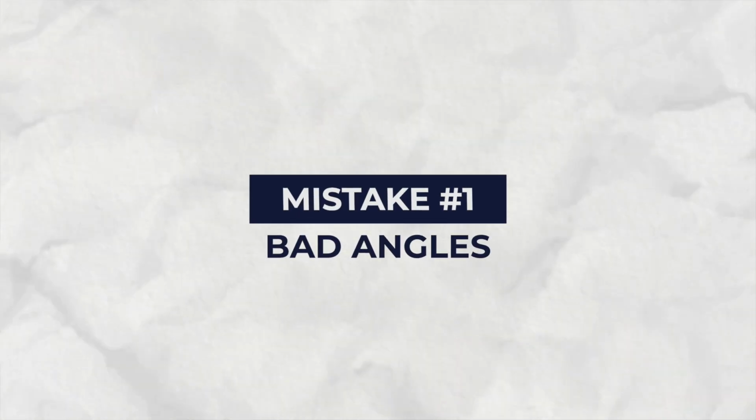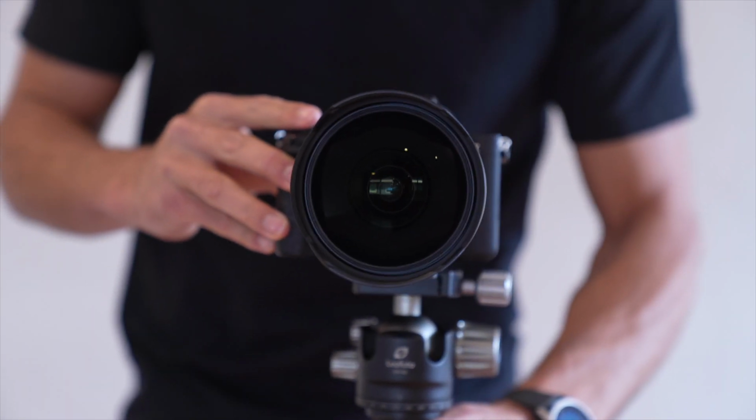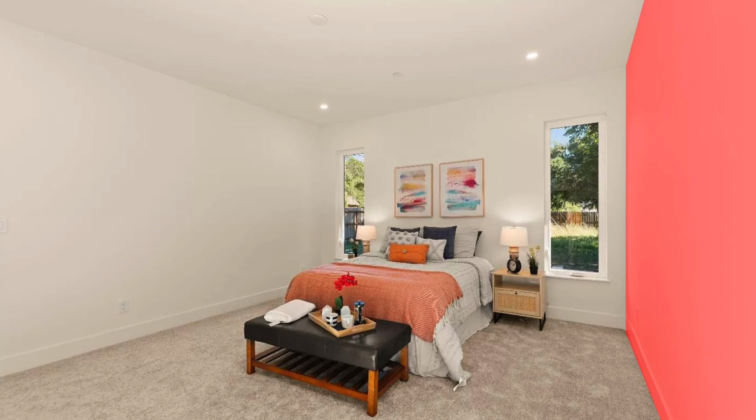Mistake 1, bad angles. One of the most common mistakes I see is not paying attention to the angles from which you're shooting. Especially when you're shooting with a wide angle lens, the framing can dramatically affect the perception of the space and make it look awkward or uninviting. For example, in this photo, the blank wall on the right takes up almost a third of the framing without showcasing any additional features of the home.